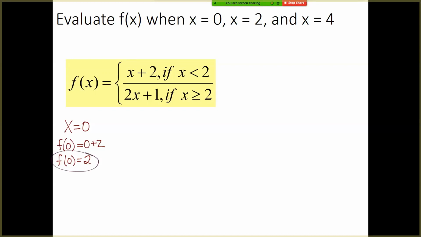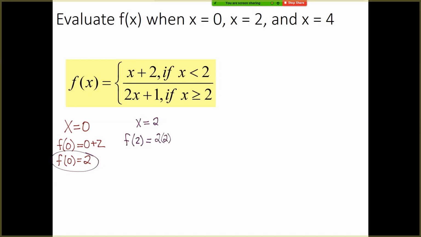Then we're going to check the function at x equals 2. So we're going to find f of 2. Take the function and evaluate it at 2. You have to decide, is 2 less than 2 or is 2 greater than or equal to 2? So which one are you plugging in, the top or the bottom? The bottom, because it has the equal to 2. So since it's equal to 2, we're going to use the bottom one.